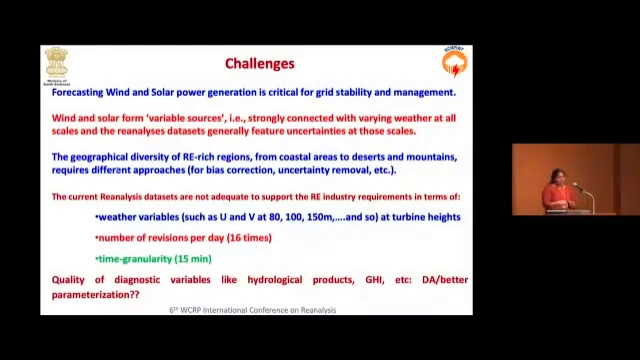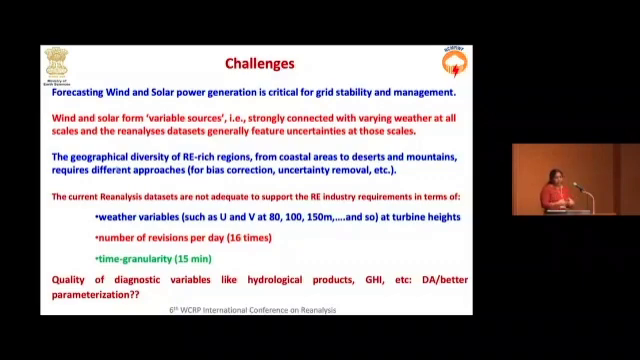Then the current reanalysis data sets are not adequate to support the renewable energy industry requirement in terms of the weather variables, which come as 10-meter wind, 50-meter wind, like that. But if you see the turbines, they are at a different height, maybe 80, 150, 200 meters. So what they are doing is using some sort of techniques and interpolating the data to the turbine height. That is secondary processing, and there they are also introducing some sort of error. So if the reanalysis itself can give the output at the turbine level, then it would be good.